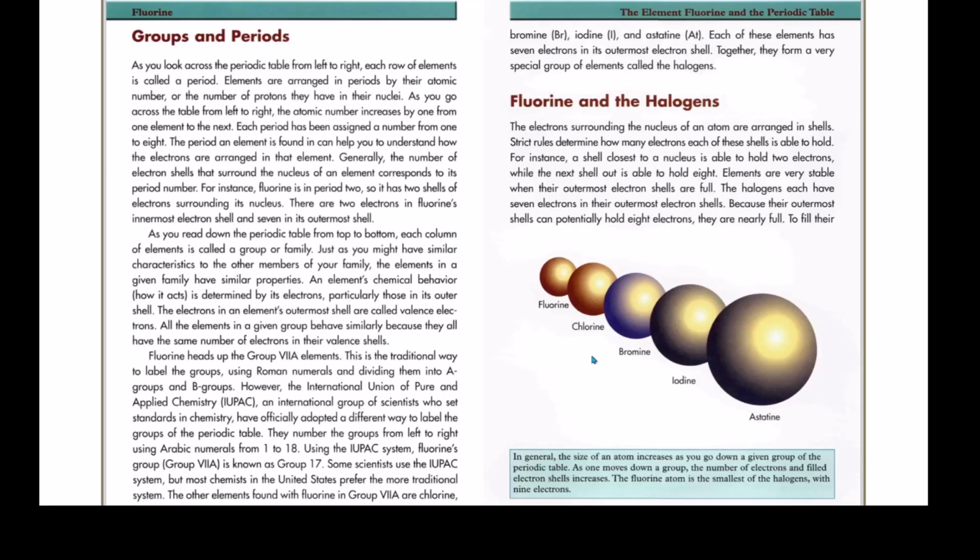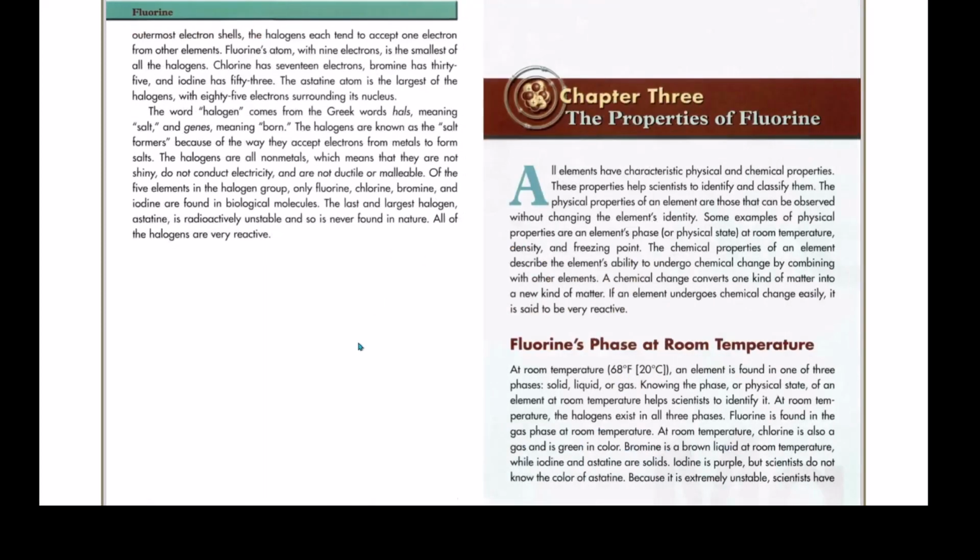Elements are very stable when their outermost electron shells are full. The halogens each have 7 electrons in their outermost electron shells. Because their outermost shells can potentially hold 8 electrons, they are nearly full. The halogens are fluorine, chlorine, bromine, iodine, and astatine. To fill their outermost electron shells, the halogens each tend to accept 1 electron from other elements.